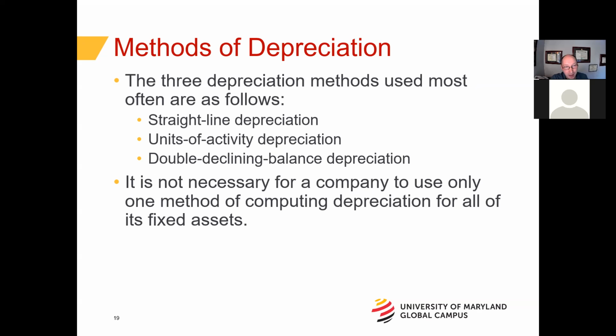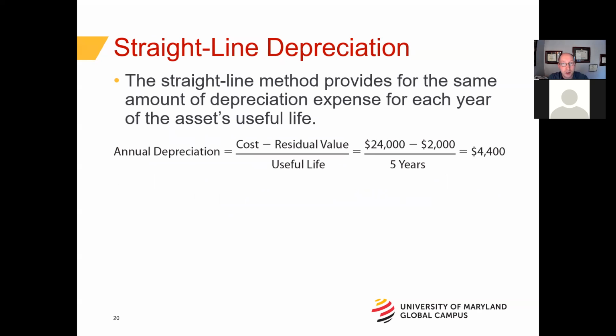So let's look at each of these three methods of depreciation. And these are the three most common methods. There are other ones, but these are the three most commonly used. Straight line. Okay. Straight line means we deduct the same amount of depreciation each year of its useful life.